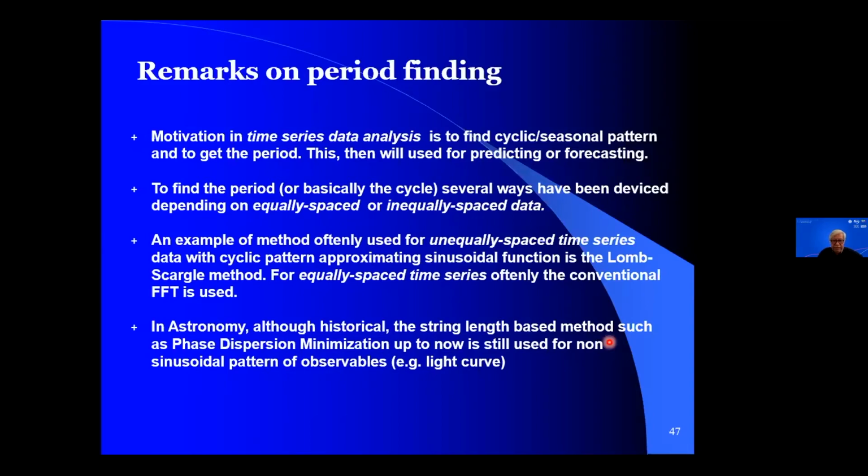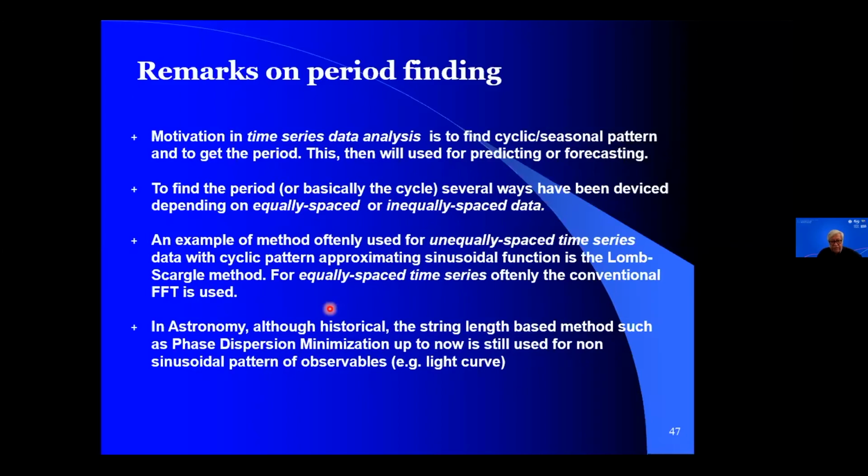And second, to find the period, or basically the cycle, several ways have been devised depending on two aspects: equally spaced or unequally spaced data. The latter mostly happens in the astronomical world, unequally spaced data. An example of a method often used for unequally spaced time series data with a cyclic pattern approximating a sinusoidal function is the Lomb-Scargle method. While for equally spaced time series, the conventional FFT is often used. Many robotic telescopes, for example, have very regular exposure times. In that case, you may use FFT.